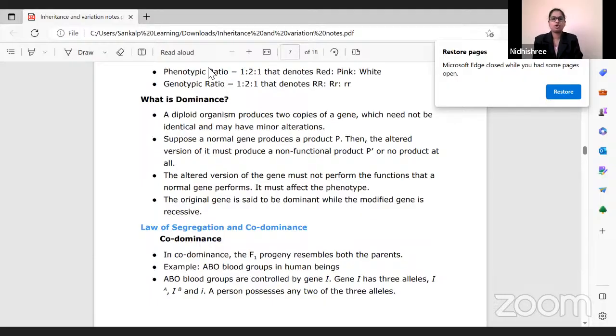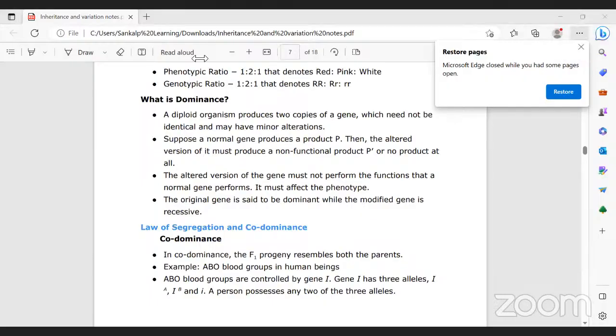What is dominance? A diploid organism produces two copies of gene which need not to be identical and may have minor alterations. Suppose a normal gene produces a product P, then the altered version of it must produce a non-functional product or no product at all. The altered version of the gene must not perform the function that a normal gene performs. It must affect the phenotype. The original gene is said to be a dominant while the modified gene is a recessive.